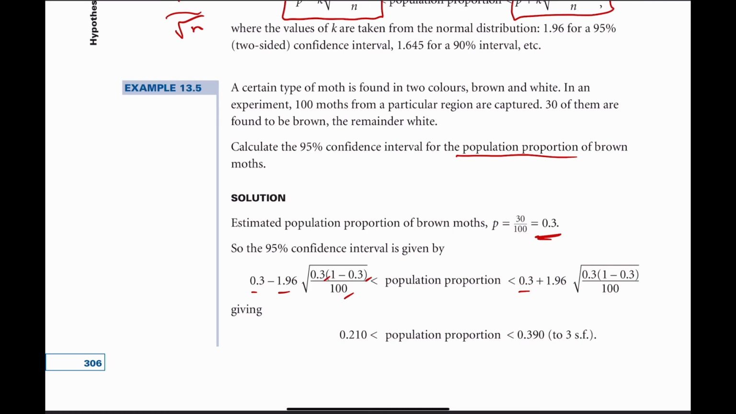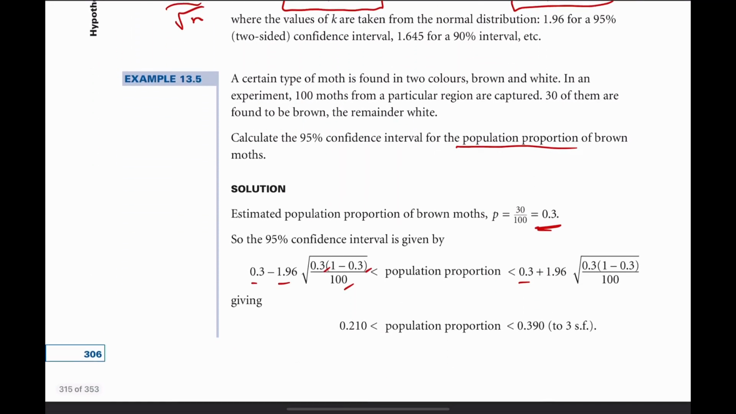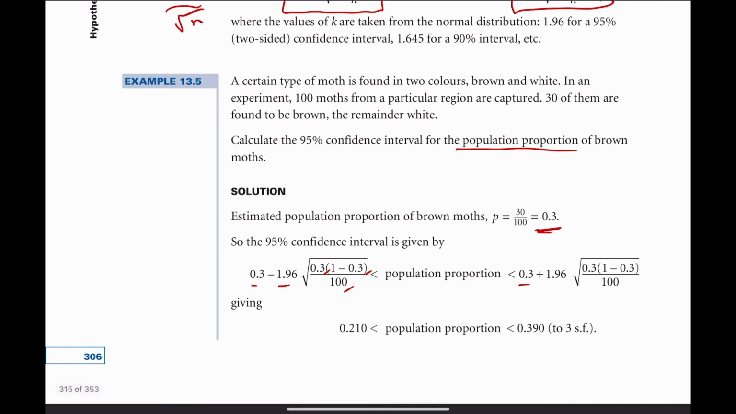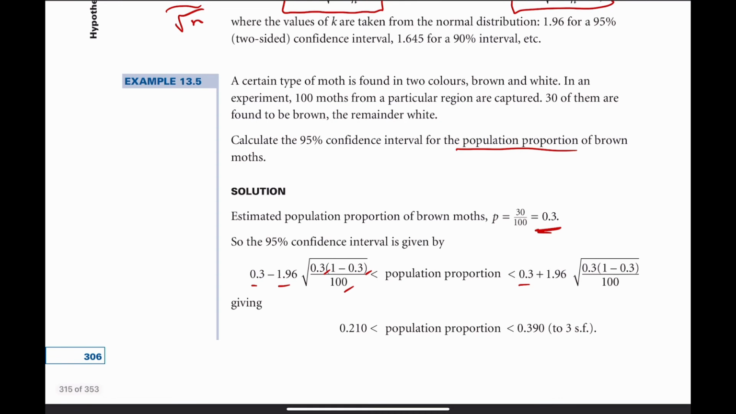I will probably remember why these formulas are exactly the way they are in a few minutes, but right now I don't. Apologies. Okay, any questions about that population proportion thing?